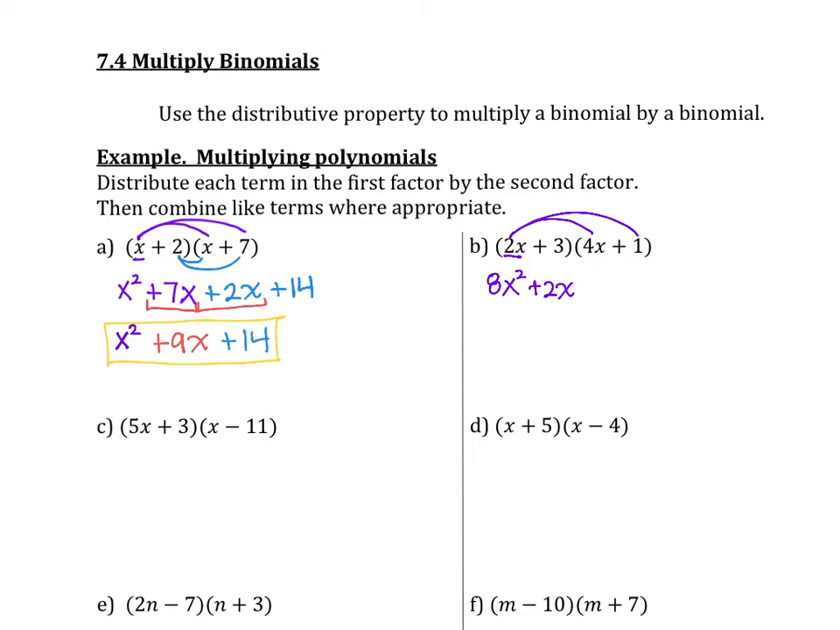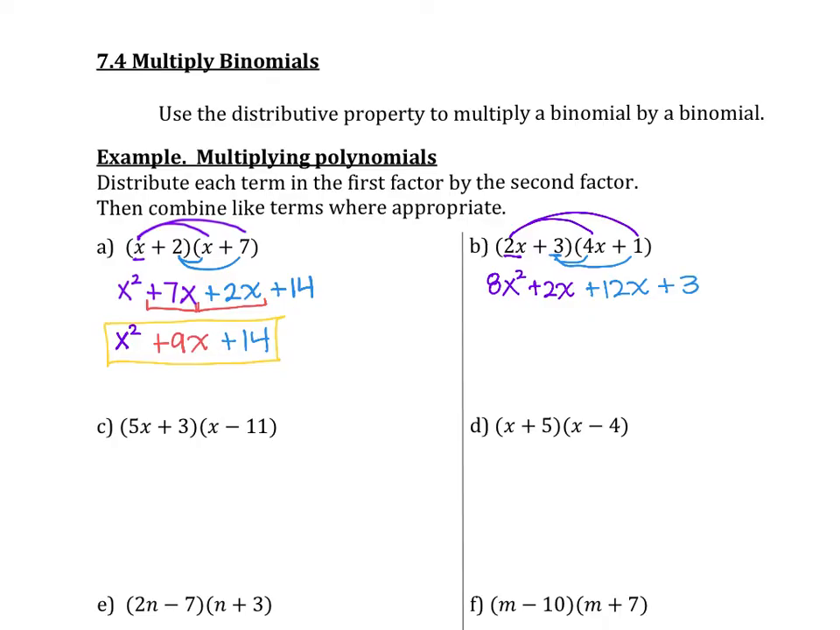Now I need to distribute the other term. So 2x plus 3. So now I need to do 3 times the 4x and 3 times the 1. 3 times 4 is 12x. 3 times 1 is 3. Okay, and because I'm multiplying 2 terms by 2 terms, I always end up with 4 terms.